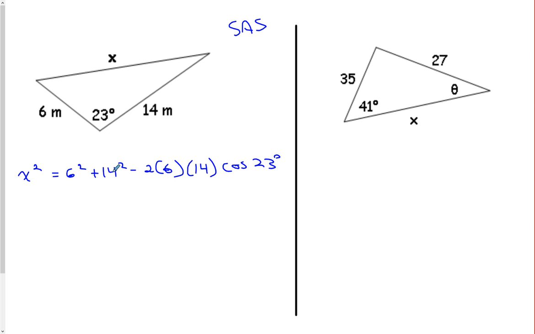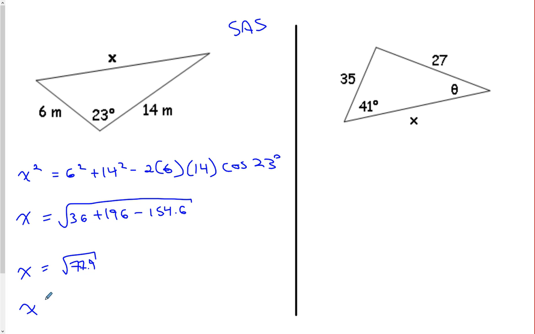So I'm just going to go through this quick. I've got to take the square root of all this stuff. 6 squared is 36, 14 squared is 196, and 2 times 6 times 14 times cos of 23 is 154.6. So when I add all those up, it's the root of 77.4. And that's going to be 8.8 when I round it off to one decimal place, 8.8 meters.